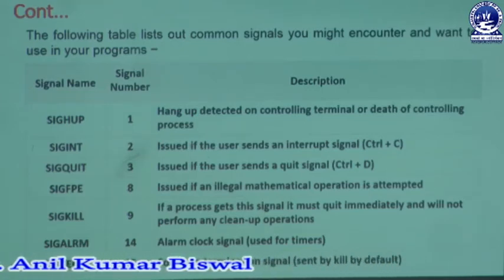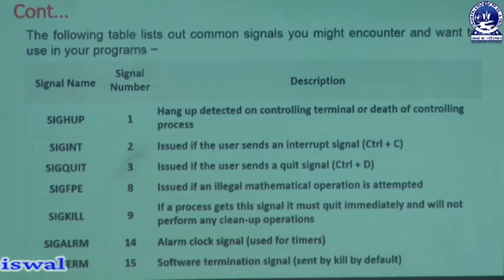The next signal is known as SIGALRM, and its number is 14. By using it, you can make an alarm clock signal. This alarm clock signal is used for timers, and by using this signal, we can easily maintain the whole processing activity in our Unix system.